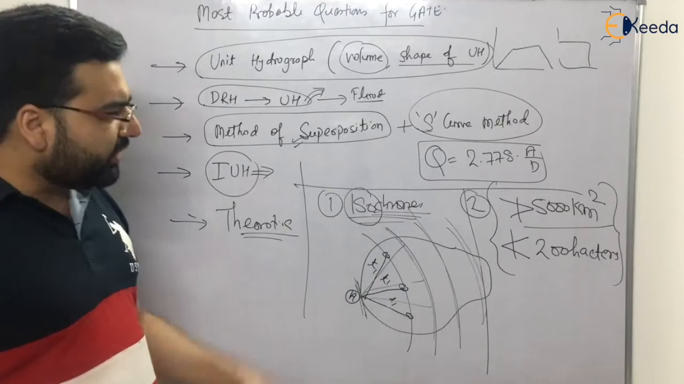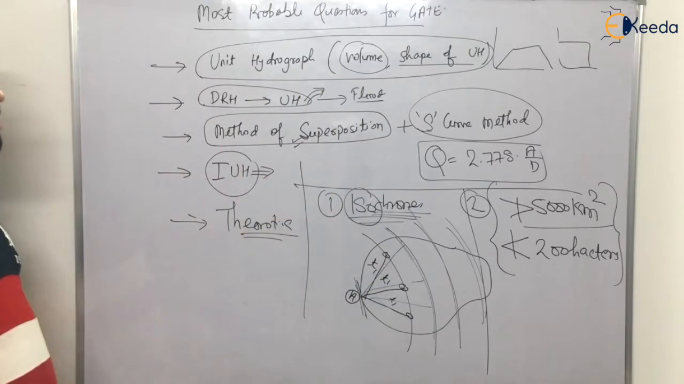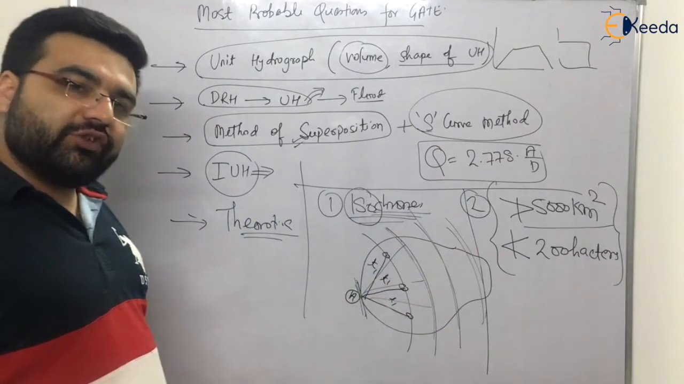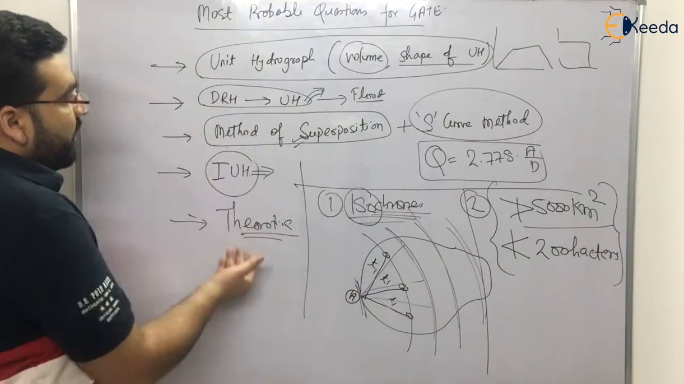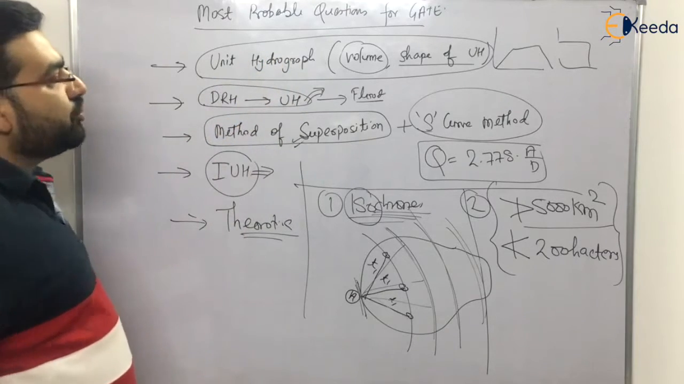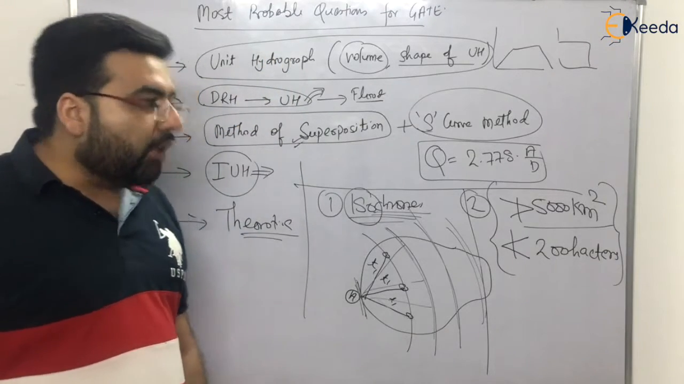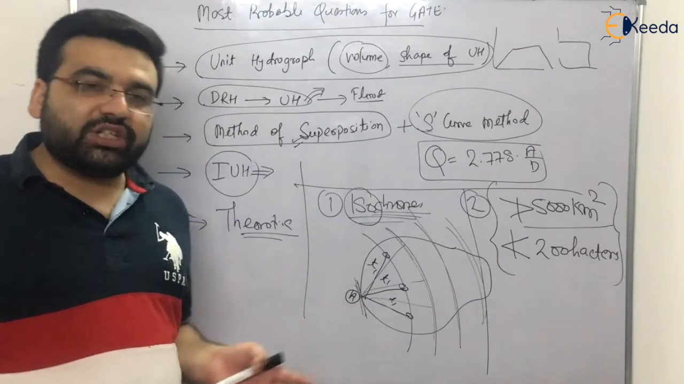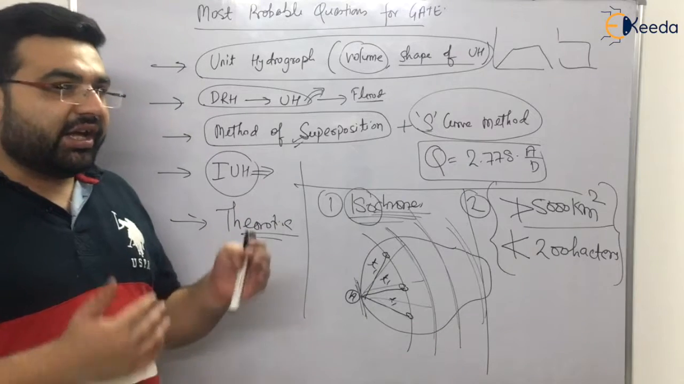So these were the few questions which can be asked in the GATE examination: isochrones and the limitation of unit hydrographs, right? And various analytical numericals can be asked on these topics. Clear? So I hope, students, that you have understood the whole hydrology subject in a very detailed view.